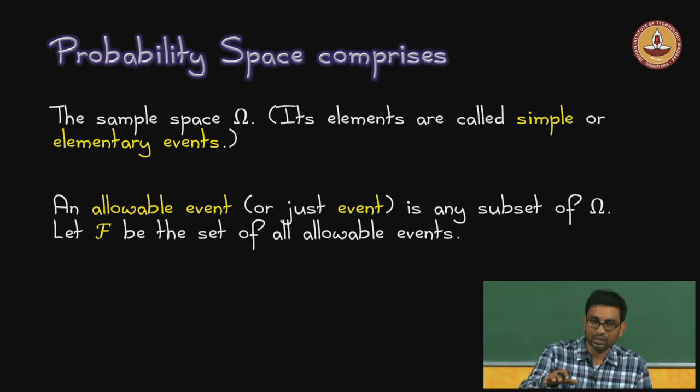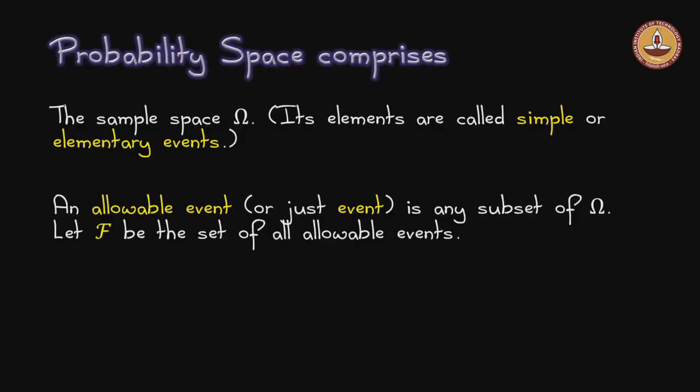So, now let us say you roll a die. The sample space is 1, 2, 3, 4, 5, 6, but you can also define an event which is an even number, and that is like 2, 4, 6. That is a subset of the sample space, and that is an event. Odd, even, any subset of the 1 through 6 is going to be an allowable event.